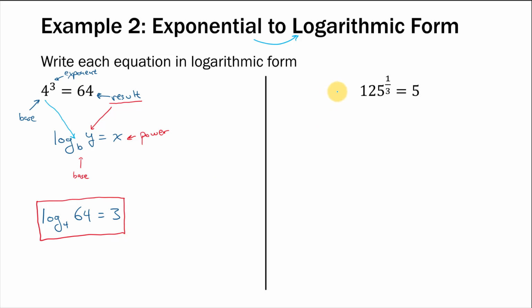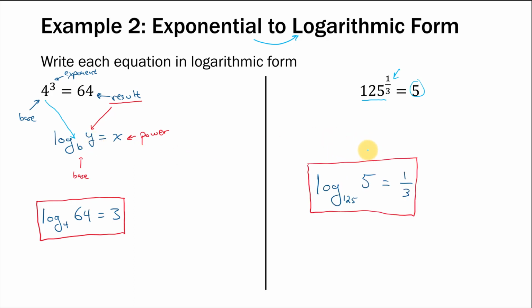Same thing over here. I've got a base of 125, an exponent of 1/3, and an end result of 5. If I use this exact same generic formula and plug those in, I'll have log base 125 of 5 equals 1/3. If I raise 125 to the 1/3 power, I get 5. That's what we're really looking at here.